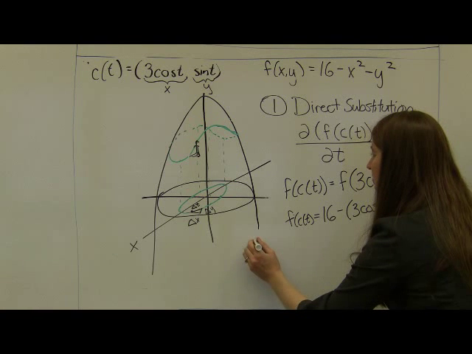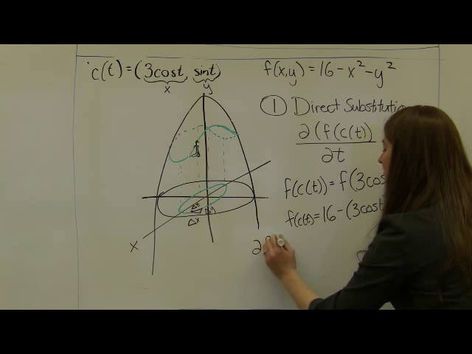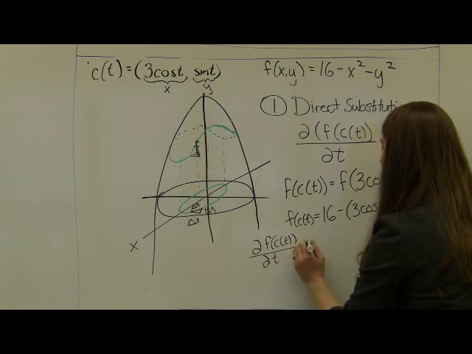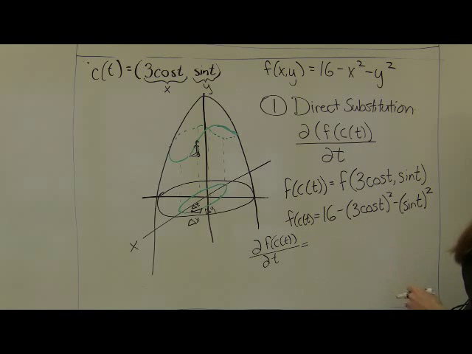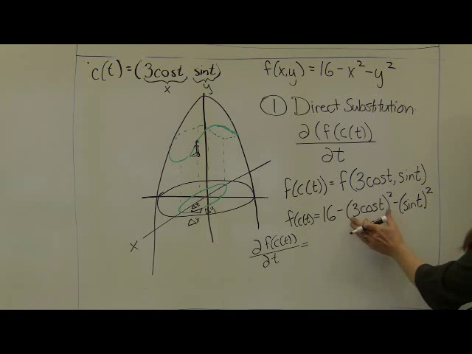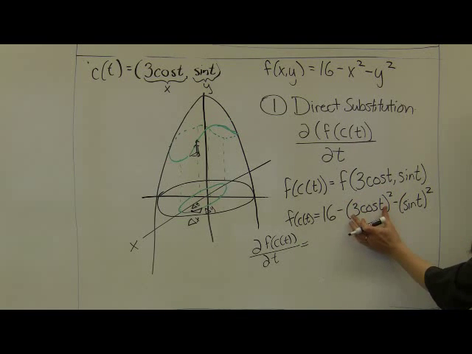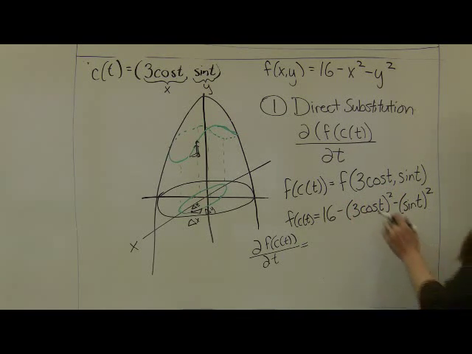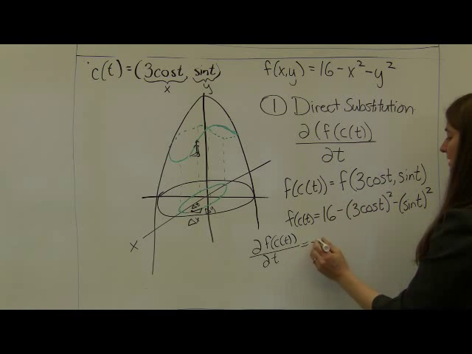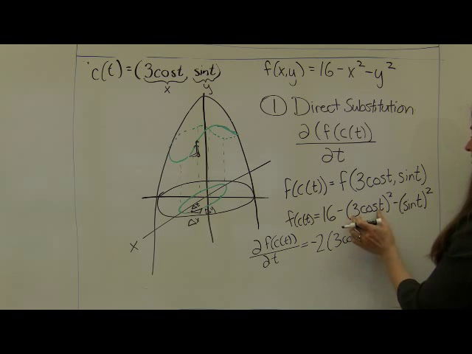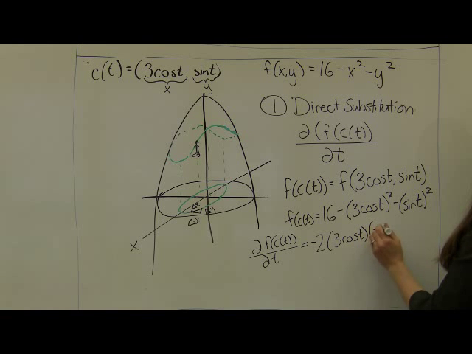So what happens when I take the derivative? We know how to take derivatives. My derivative of f of c of t with respect to t. The derivative of 16 is 0, it's just a constant. The derivative of this whole chunk, I'm going to have to use chain rule because I have a composition of an inner function and an outer function. So the derivative of the outside is going to give me -2 times 3 cosine t, times the derivative of the inside, which in this case, the derivative of 3 cosine t is -3 sine t.